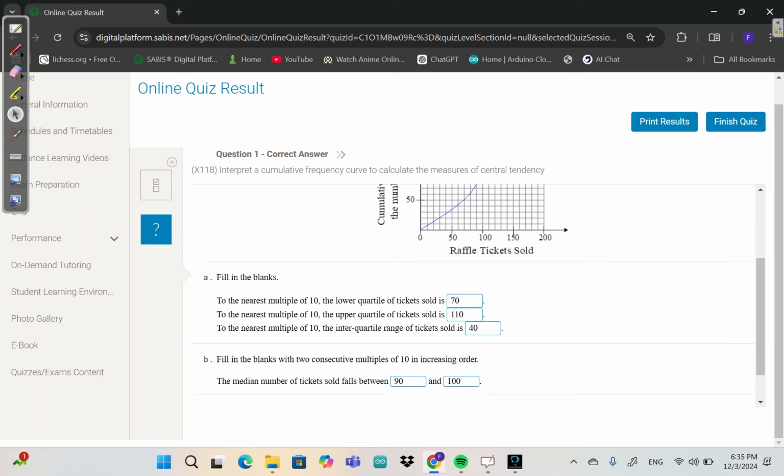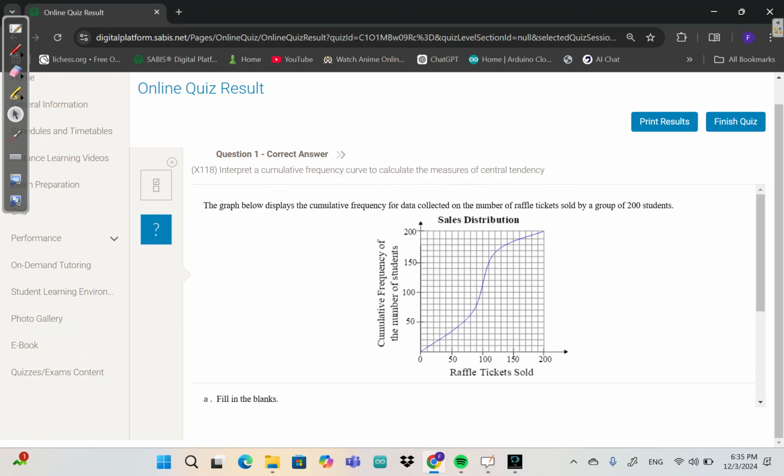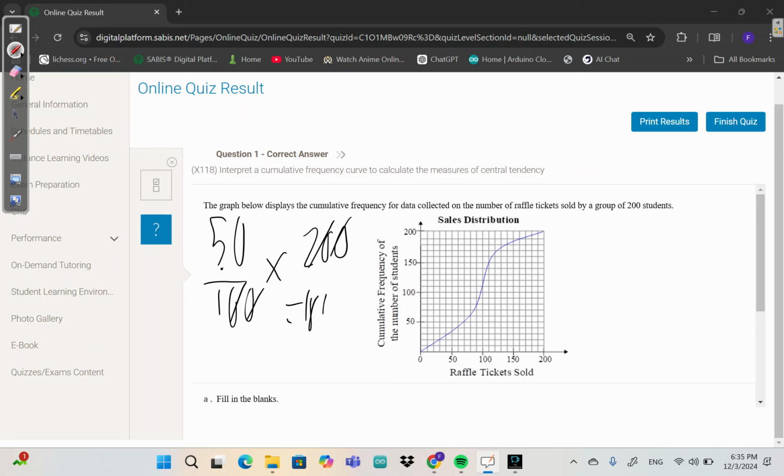For part B, they want the median number. Now the median, you can get it from the name. Median is medium, so it's 50%. It's half of the given data set. So we're going to do 50 over 100, which is half, times 200, which if we solve out is going to be 50 times 2, which is 100.